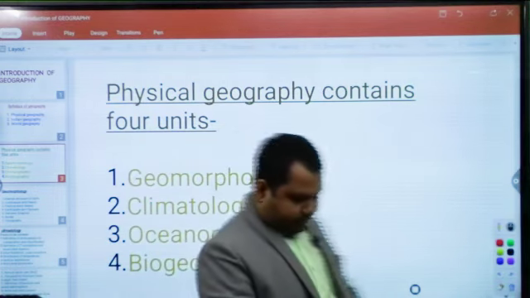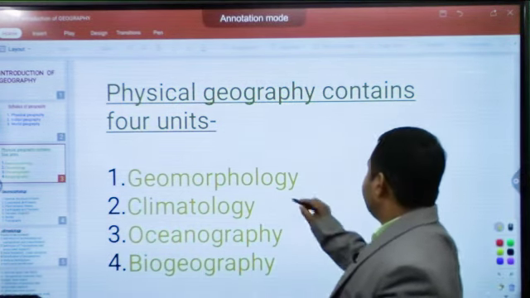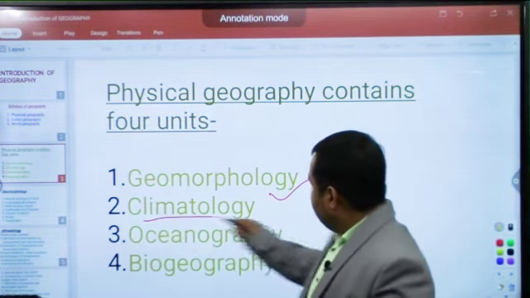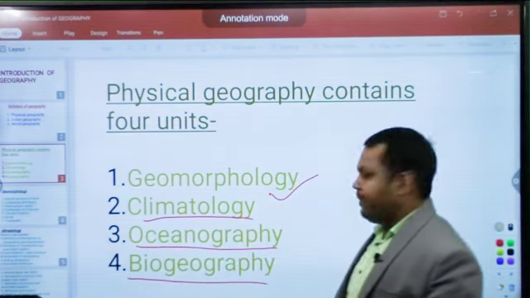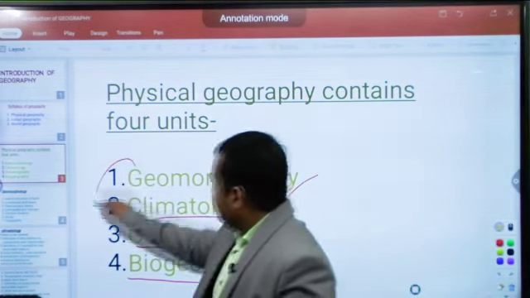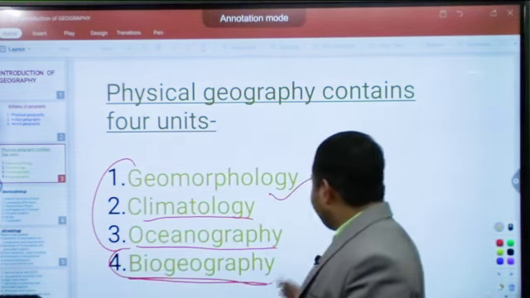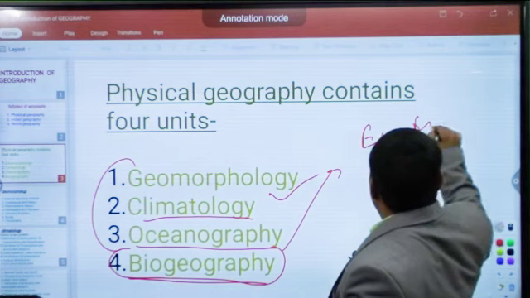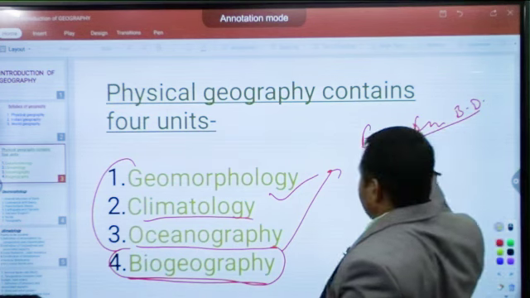Physical geography can be divided into four units. One is geomorphology, second climatology, third oceanography, and fourth is biogeography. Here we will study all the dimensions of the first three units, but the fourth unit is going to be completed in another topic, that is ecology, environment, biodiversity, and disaster management.